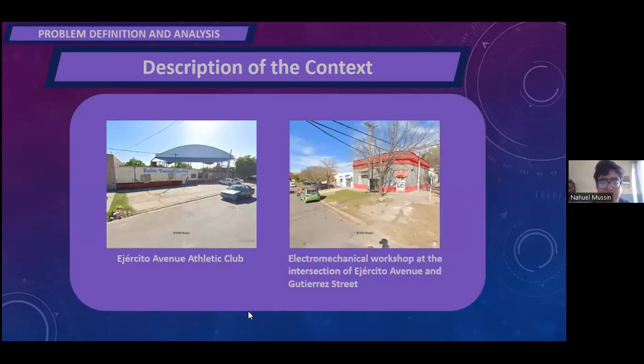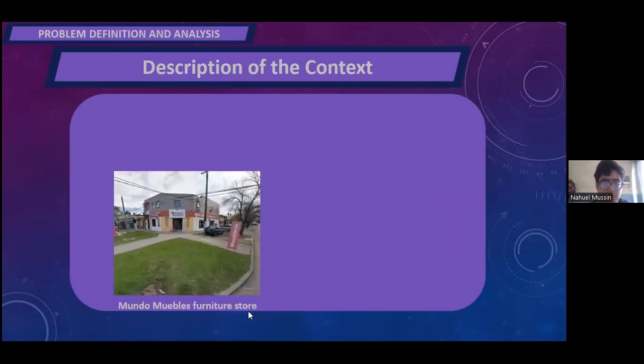There are 3 points of interest at the corner of Ejército Avenue and Gutierrez Street. These are Tuki, which is an electromechanical workshop, and a beverage distributor. And in the next corner, you can find Mundo Muebles, which is a furniture shop.